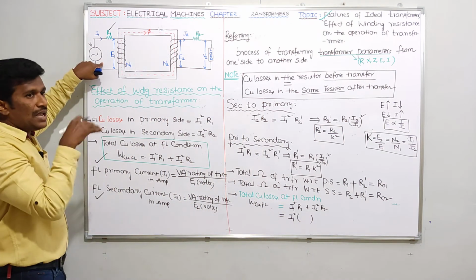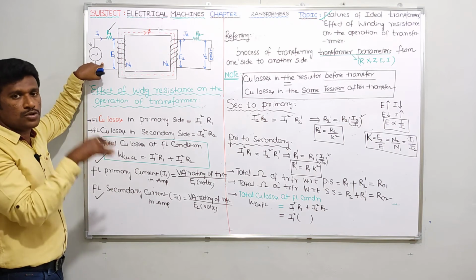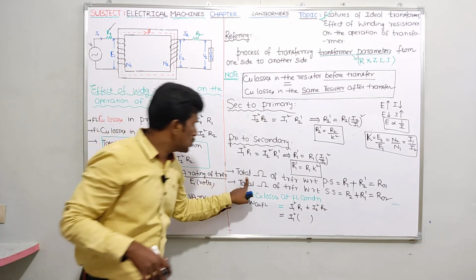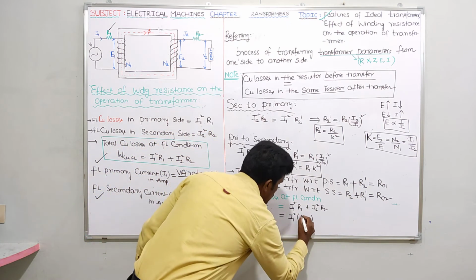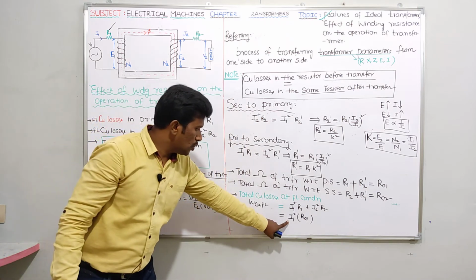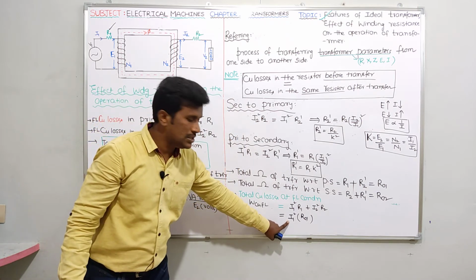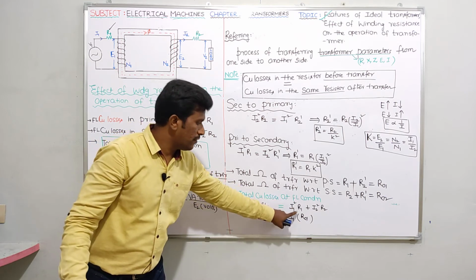So with respect to primary means, tell me what is the total resistance value of transformer with respect to primary. Total resistance of transformer with respect to primary side, R01. So total copper loss with respect to primary means this is the formula. Total copper losses at full load condition without referring means this is the formula.